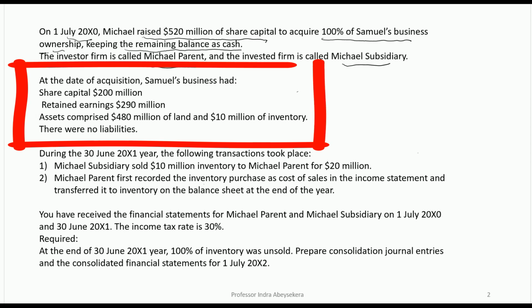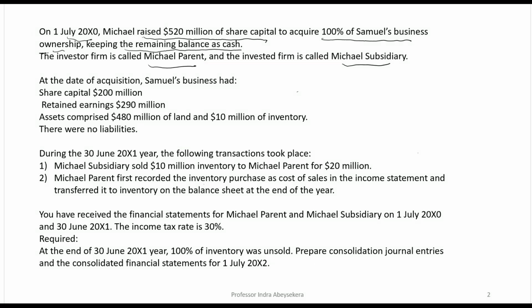At the date of acquisition, Samuel's business had share capital of 200 million and retained earnings of 220 million. Shareholders' equity therefore is 490 million, represented by 480 million of land and 10 million of inventory. There were no liabilities, therefore net assets equals 490 million.